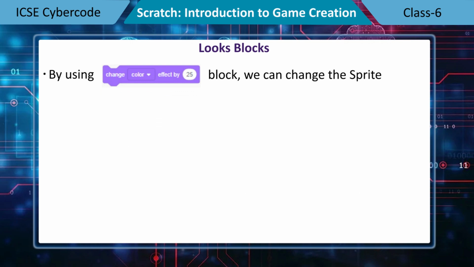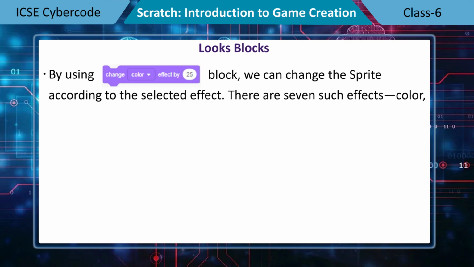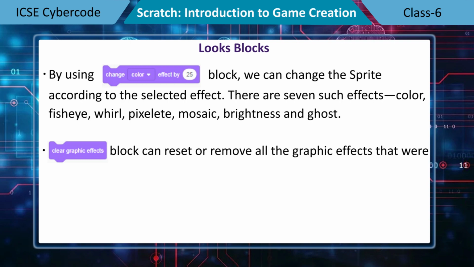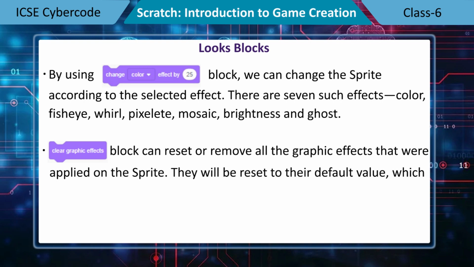By using change color effect by 25 block, we can change the sprite according to the selected effect. There are 7 such effects: color, fisheye, whirl, pixelate, mosaic, brightness and ghost. Clear graphic effects block can reset or remove all the graphic effects that were applied on the sprite. They will be reset to their default value, which is 0.